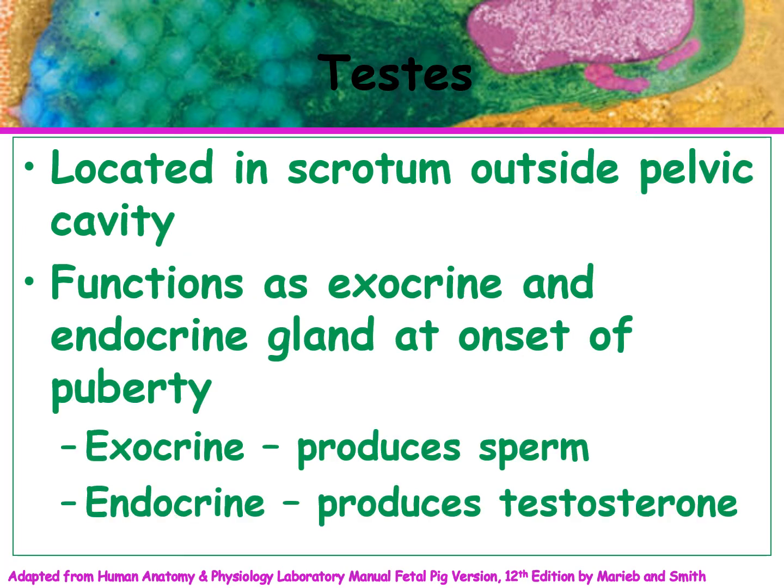The testes is located in the scrotum outside of the pelvic cavity, and it also has endocrine and exocrine function. So as an endocrine gland, it produces the hormone testosterone. As an exocrine gland, it produces sperm, and these functions also start to become active at puberty.